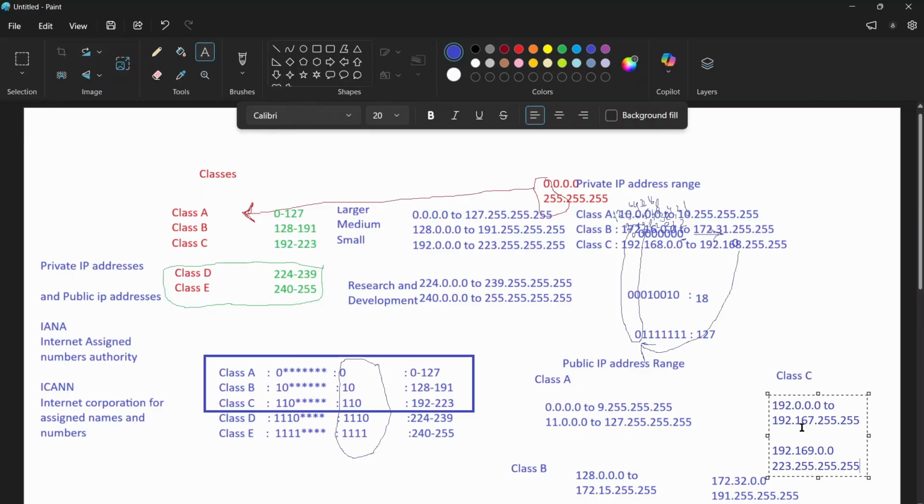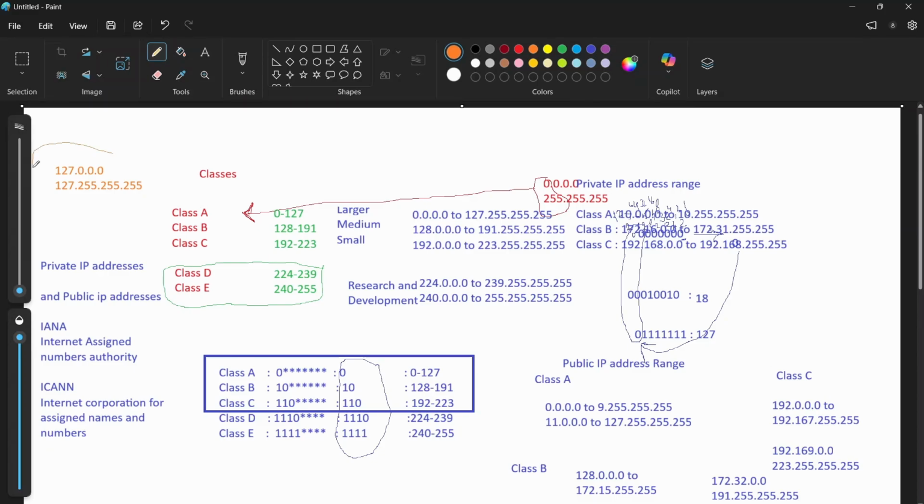If you are reading somewhere and you could not see 127 in the list, then don't worry. 127.0.0.0 to 127.255.255.255, this address we call the loopback address. What is the use of this loopback address? We will discuss it in upcoming sessions. But remember, it's a loopback address.